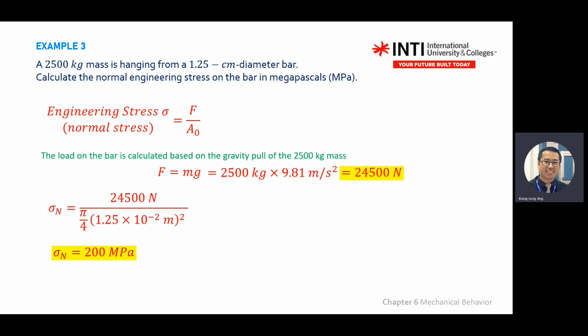Sometimes we will not give you the direct forces. We will give you something like example 3, give you the mass in kilogram, and give you diameter or size in cm. So you need to convert to SI units.